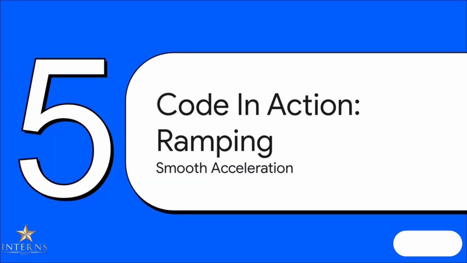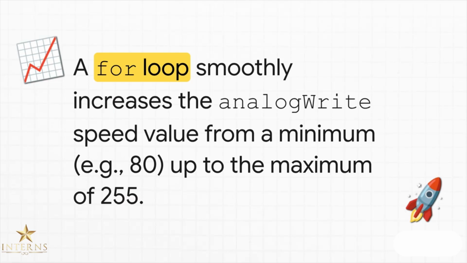Let's see how this looks in some actual code. Probably the best way to really see PWM do its thing is to use it to make a motor speed up smoothly, what we call ramping up. The code for this is actually pretty simple. We use a for loop, which is really just a way to make the computer count for us. We tell it, hey, start at our minimum speed, say 80, and then just count up really fast to 255. And for every single number in that count, we use analogWrite to send that new speed to the motor. The result is a beautifully smooth acceleration from slow to full speed.